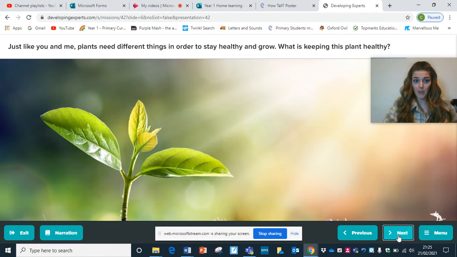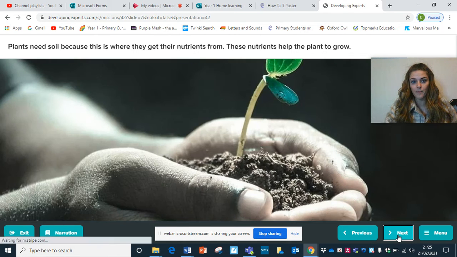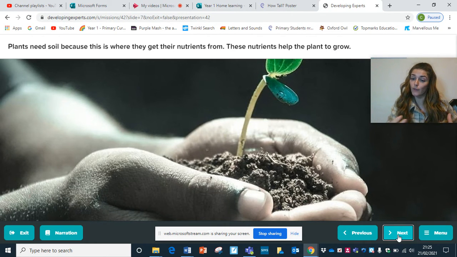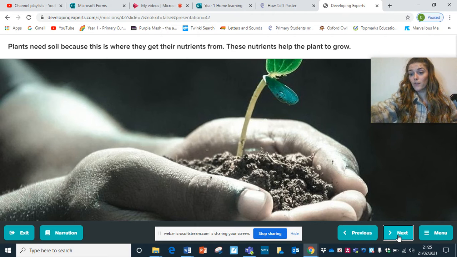Okay, so just like you and me, plants need different things to stay healthy and to grow. So what is keeping this plant healthy? What does that plant need to keep healthy? And remember, pause at any point that you need to through this. So plants need soil, okay, because this is where they get their nutrients from. These nutrients help the plant to grow. So just like we need food, okay, this is the plant's food. And they take all the nutrients out of the soil through the roots, and then that helps them to grow. So just like we have food and that helps us to grow big and strong too.